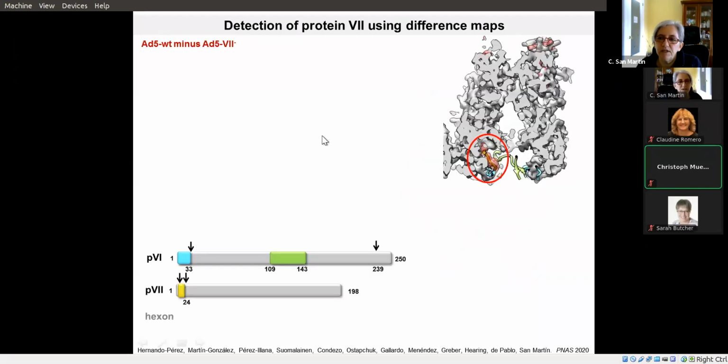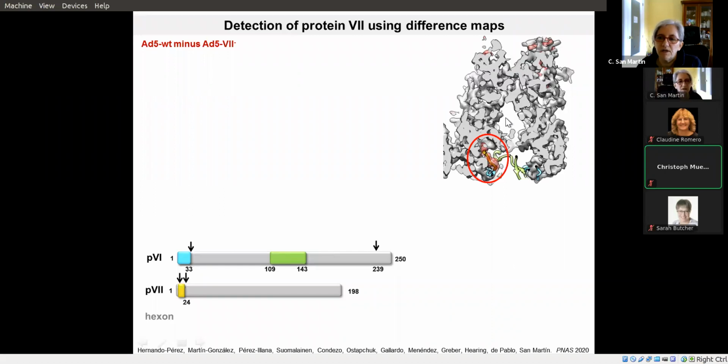So there is no way that the active site of the protease can access its target site. Anyway, we obtained cryo-EM maps of wild type and 7- particles and calculated difference maps to see if we could detect where we were lacking density, which should correspond to protein 7. And indeed, the difference maps showed this little red difference blob that overlaps perfectly with the yellow strand where Hongshao had traced the N-terminal peptide of 7.